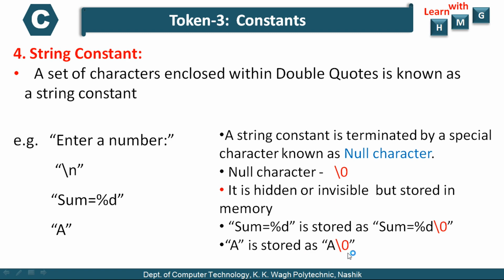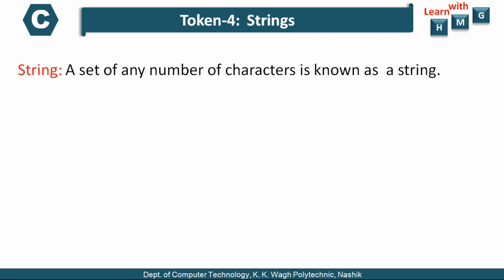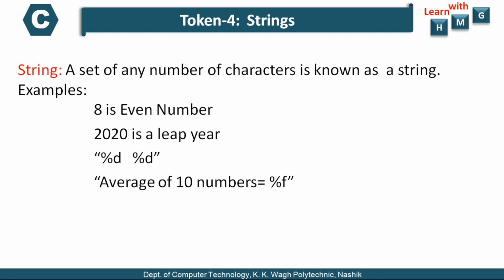In this way every string terminates with a null character, that is backslash 0, and whenever you write a program to handle string type of data or string manipulation, at that time you will require this speciality of a string constant, that every string terminates with a slash 0, that is the null character. The next token is a string. We have just studied that a set of any number of characters is known as a string. All these are strings as considered by the C compiler.